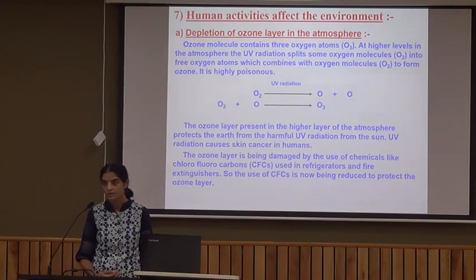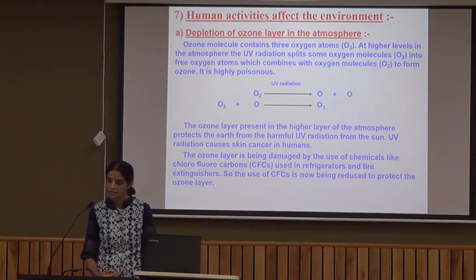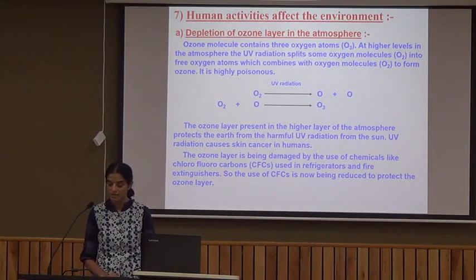Ozone molecule contains 3 oxygen atoms. At higher levels in the atmosphere, the UV radiation splits up oxygen molecules into free oxygen atoms. These free oxygen atoms combine with oxygen molecules to form ozone. It is highly poisonous, we know it. The depletion of the ozone layer is harmful, as the harmful radiations coming from the sun result in cancer, skin cancer in humans.